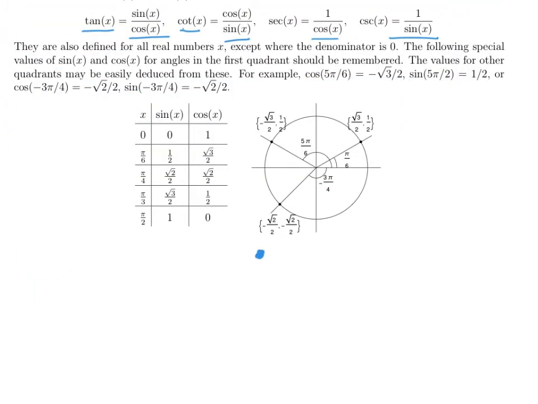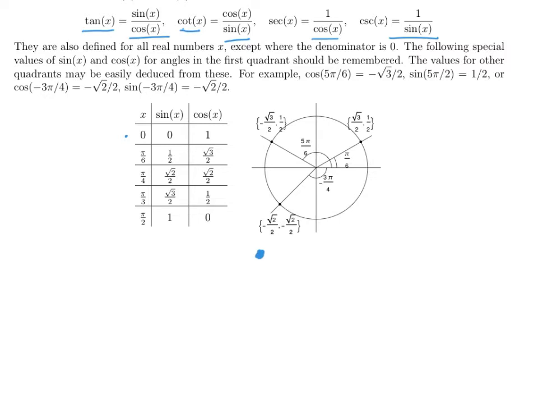There are several values of sine and cosine that it would be very wise to memorize because we're going to use them quite a lot in this course. And it's good to be able to tell almost immediately what sine and cosine of 0, pi over 6, pi over 4, pi over 3, and pi over 2 are.